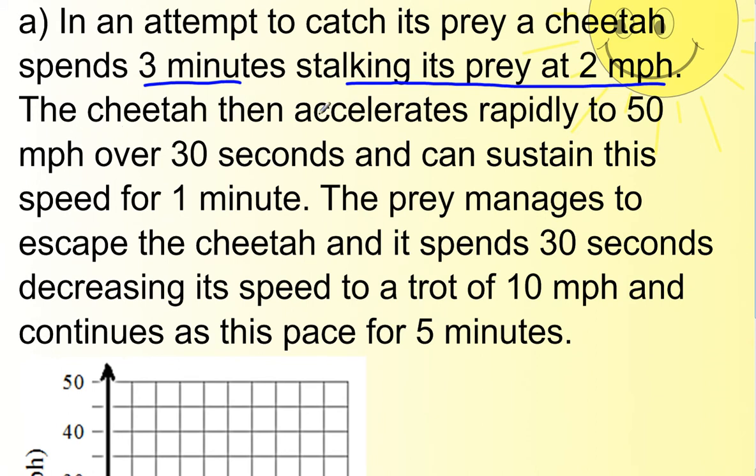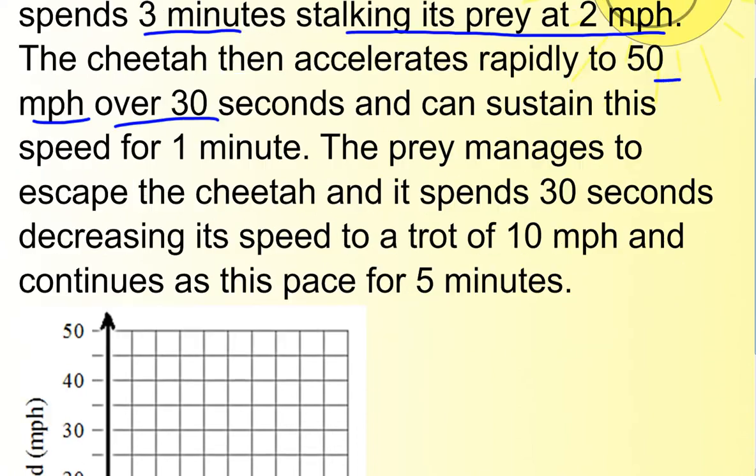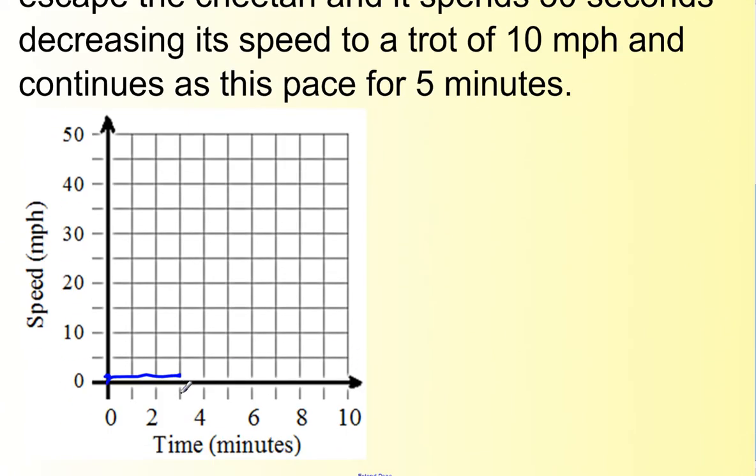Then the cheetah accelerates rapidly to 50 miles per hour over 30 seconds. So over the next 30 seconds, so think, this is 3 minutes and that's 4 minutes. 30 seconds would be halfway. Over the next 30 seconds, it gets up to 50 miles per hour. So I don't know if I could do this on this tablet. It goes up, up, up, up, up, up. Yeah, there we go. Imagine that's straight-ish or straight more. It's not like going backwards and forwards. So it accelerates quickly to 50 miles per hour over 30 seconds.